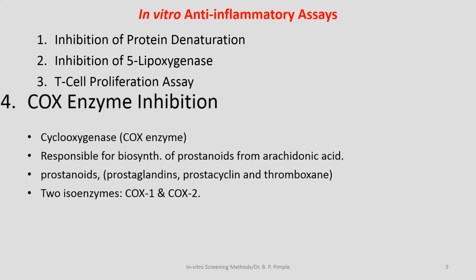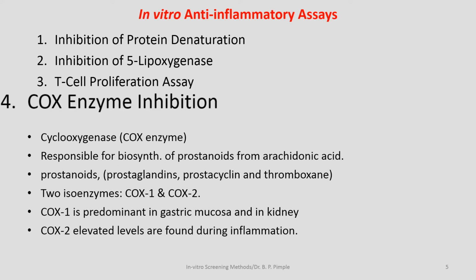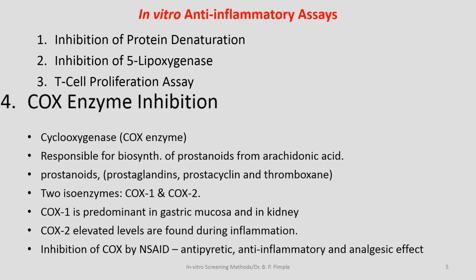There are two isoforms of COX, which are well known as COX-1 and COX-2. COX-1 is predominant in gastric mucosa and in kidney, whereas COX-2 is elevated during the inflammation process, or even pain, or due to bee stings or thorns, etc. Inhibition of COX by NSAIDs causes antipyretic, anti-inflammatory, or analgesic effects. So NSAIDs act by inhibiting these COX enzymes.